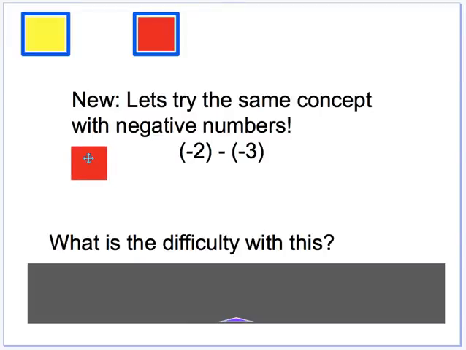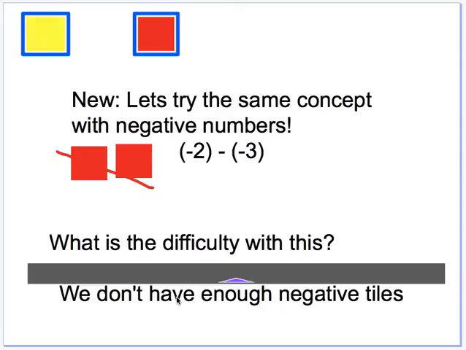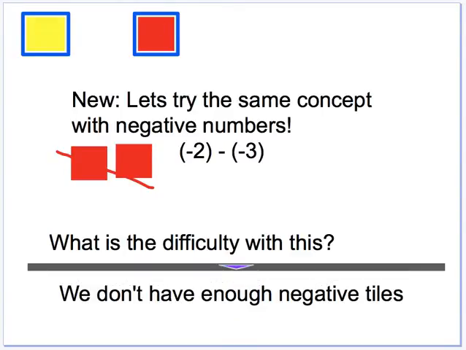So we represent our negative 2. Here's my negative 2 right there. Done. Now I want to take away 3 negatives. Oh, I can't. Okay, I'm going to take away 3 negatives. I take away 1, 2. I can't take away 3 negatives. So what's the difficulty with this? We don't even have enough negative tiles to do this.